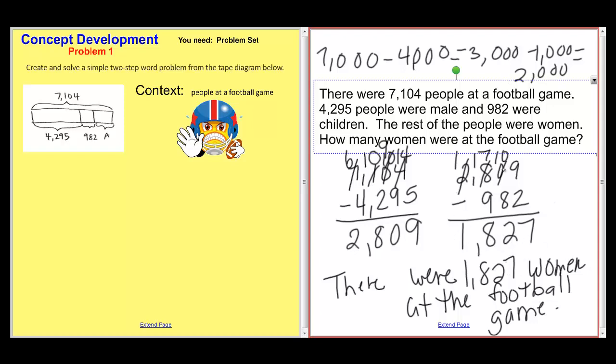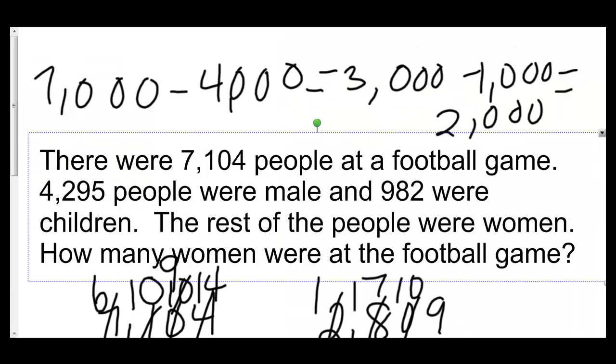reasonable. Now that doesn't tell me that I didn't make some kind of silly mistake, but at least my answer is reasonable. Okay, again, you could have written a completely different story. You also could have done a different strategy, but you still should have got 1,827 for an answer. Okay, so let's go ahead and take a look at the second problem.